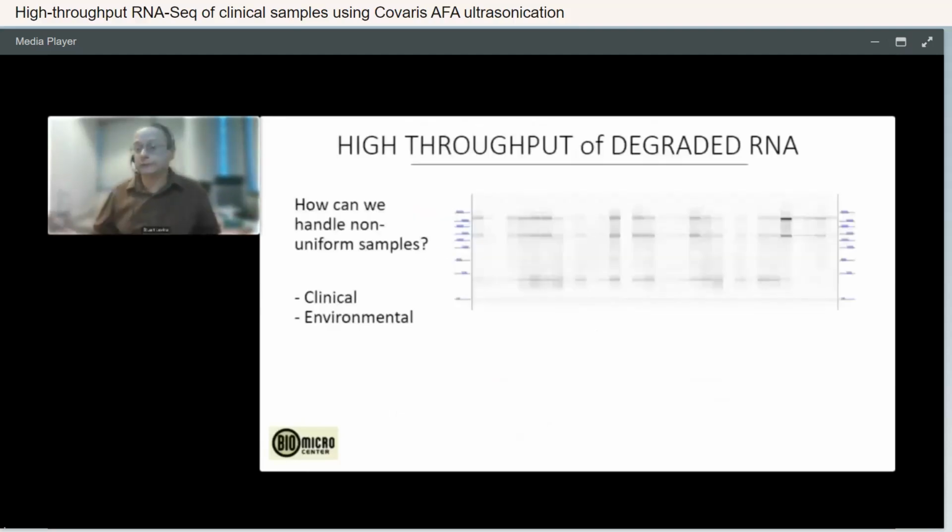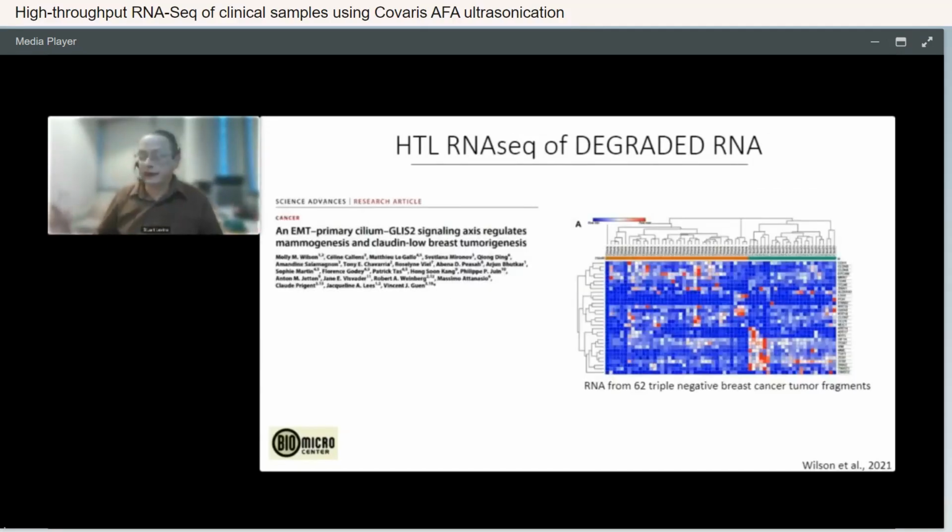Okay, so that's a test case. What about real samples, real data? Here's that same data set. We processed this into libraries, and in fact, it's already been published. These were triple negative breast cancers, 62 samples that were shipped from Europe to the lab. The lab brought them in, and we were able to process these all in batch and had beautiful data, clustered beautifully, and was able to be published.